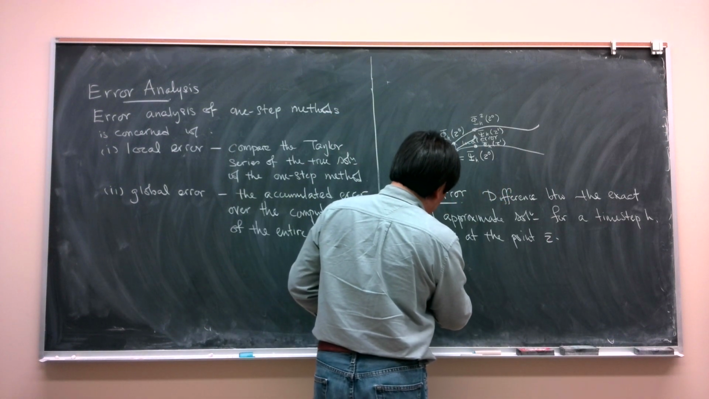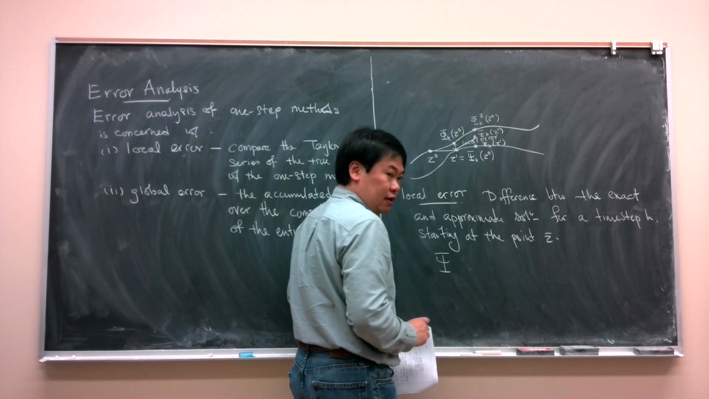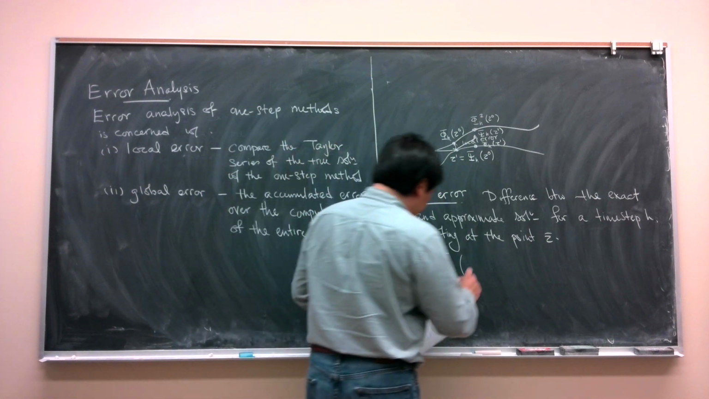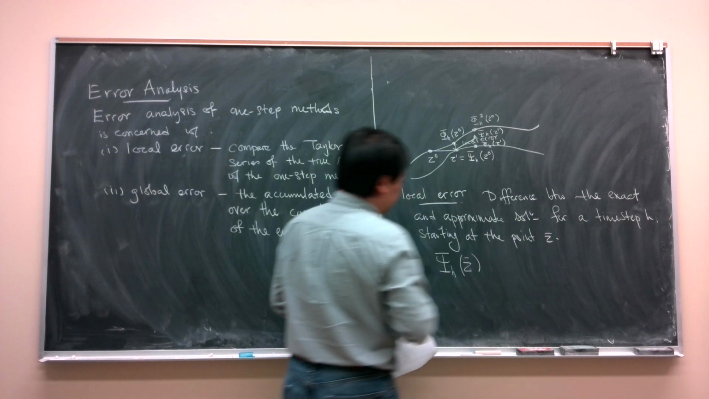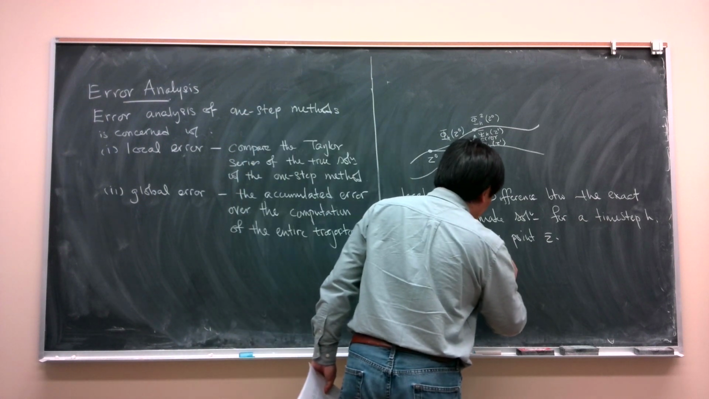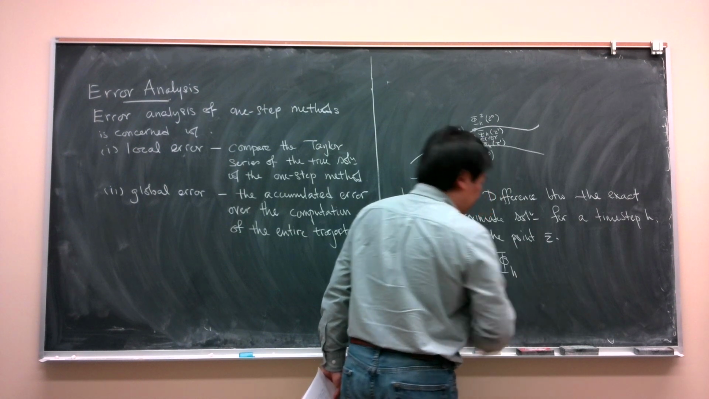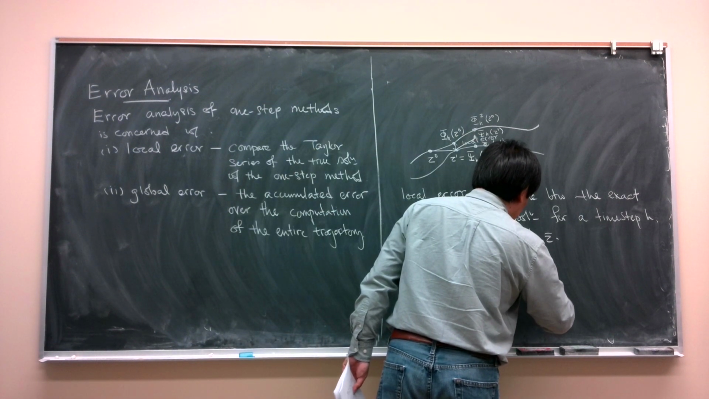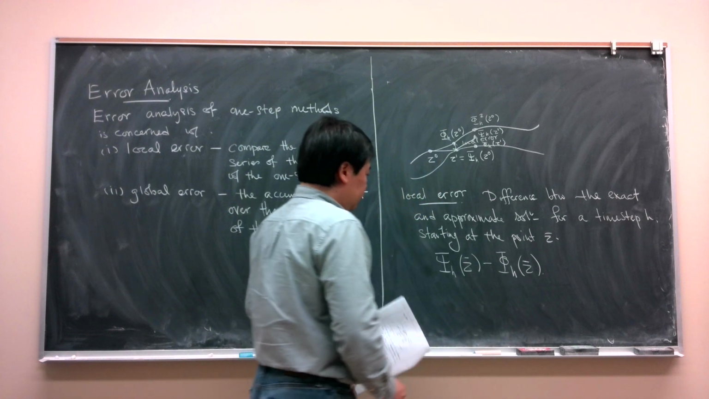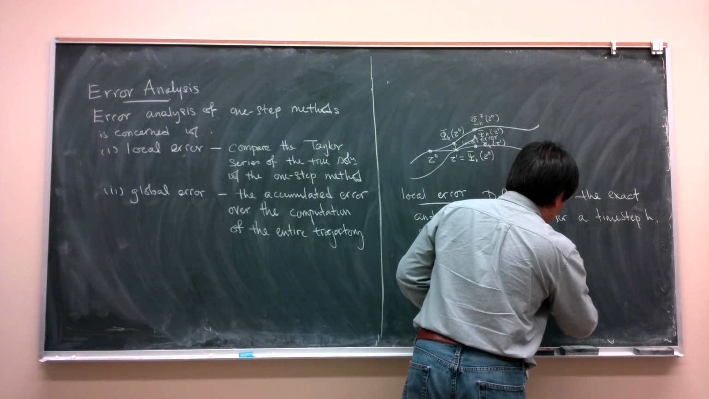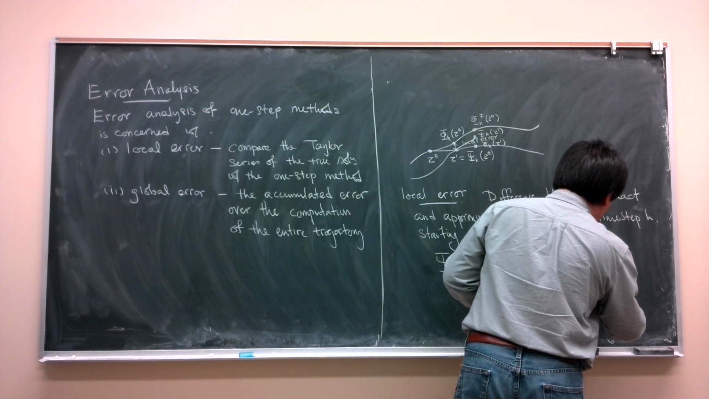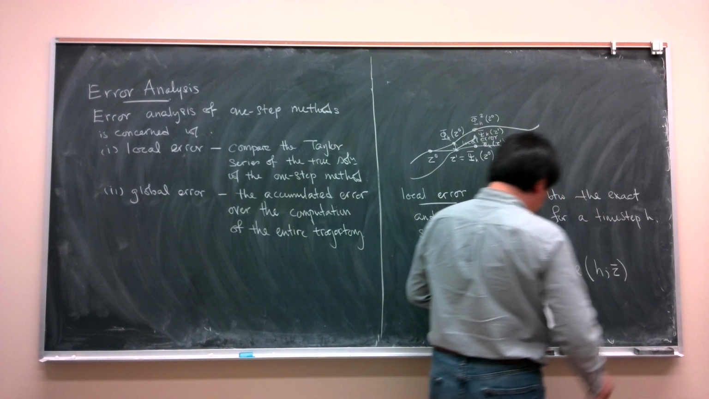So what you're looking at is the difference between the numerical one-step method with a time step h applied to z bar, and the exact flow map, again with a time step h applied to z bar. And this is what we call the local error with time step h at the point z bar.